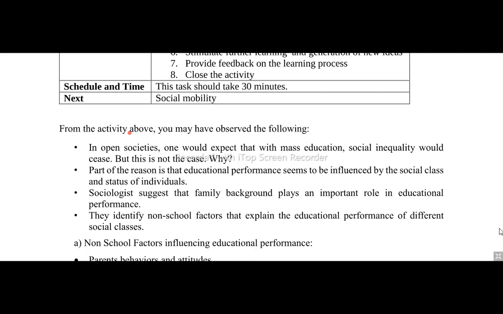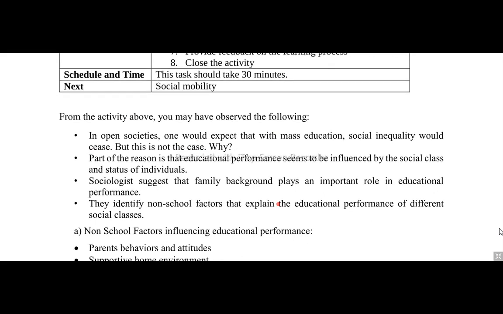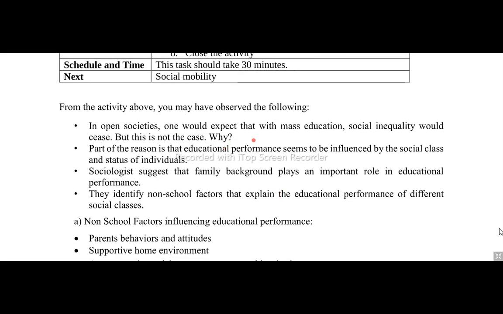From the activity above, you may have observed the following. In open societies, like our country, it's an open society, one would expect that with mass education, when you talk of mass education, everyone, the poor, the lower class, the middle class, the upper class, are being educated. All of them. Education is compulsory from primary to secondary these days. So that means everybody is being educated. So with mass education, social inequality would cease.